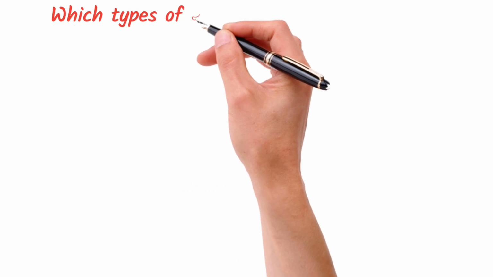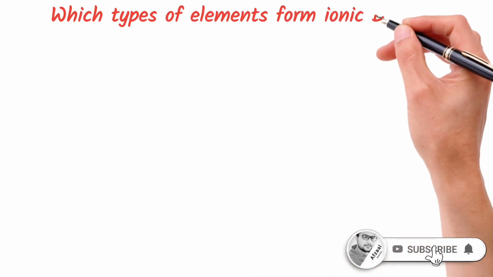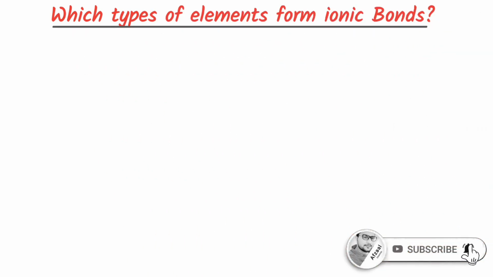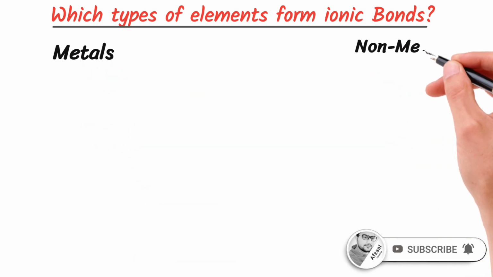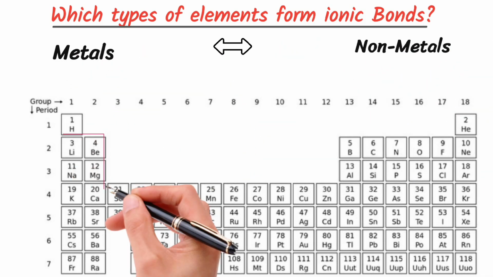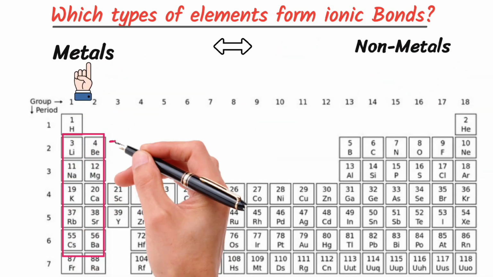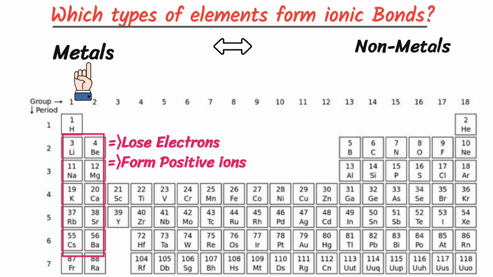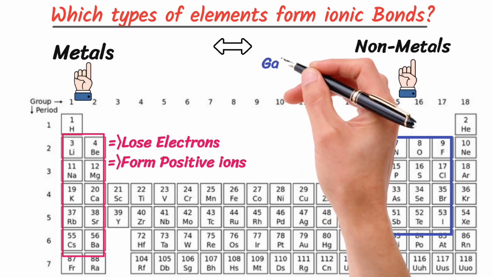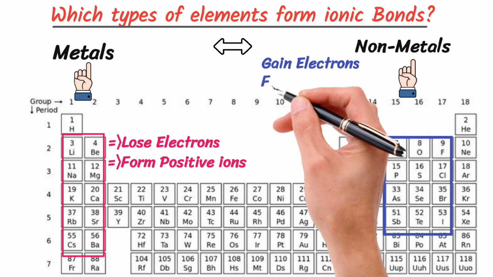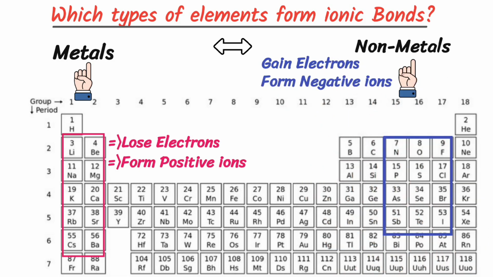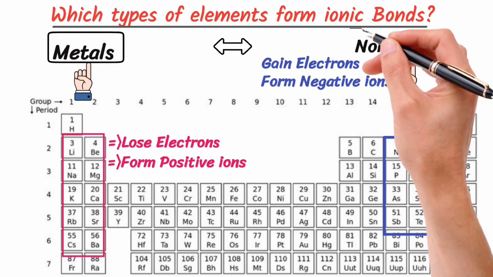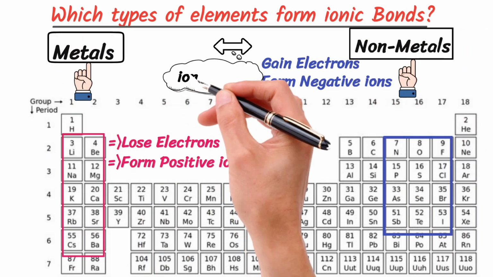Let's talk about which types of elements form ionic bonds. Ionic bonds occur between a metal and a non-metal. Elements from group 1 and 2 of the periodic table are metals that tend to lose electrons easily. This makes them more likely to form positive ions. On the other hand, elements from group 15 to 17 of the periodic table are non-metals that tend to gain electrons easily. This makes them more likely to form negative ions. So when these metals and non-metals come closer, they form an ionic bond.